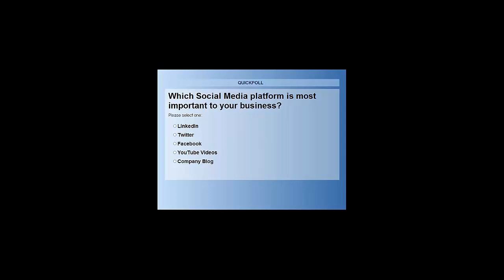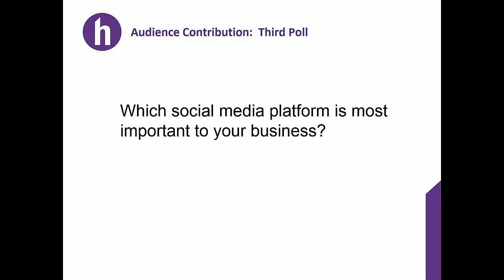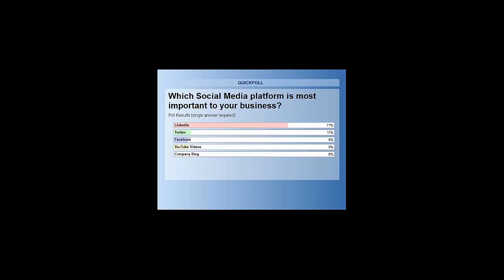I think we've probably given people enough time to vote now, so we will share those results now. So most people seem to agree with what we've said so far, in that LinkedIn is perceived to be most important to their business. Twitter, Facebook and YouTube are looking reasonably level around the 10% mark, and nobody has actually said that they have a company blog that they think is significantly important. Susan, are you surprised to see that the results for the blog are so low?